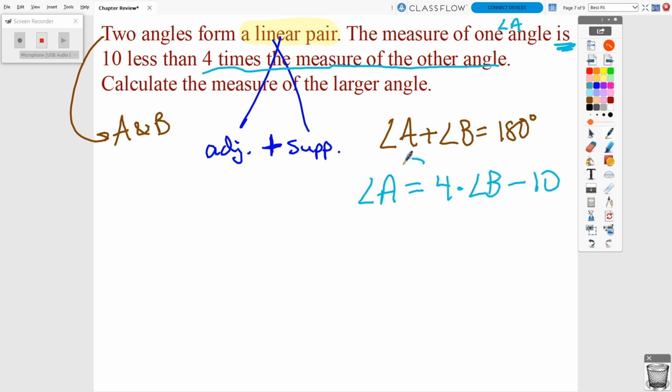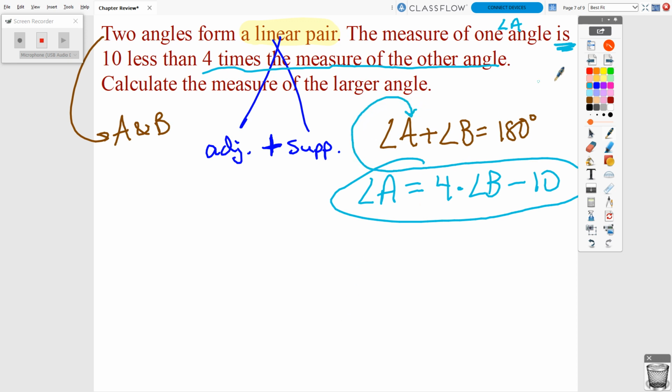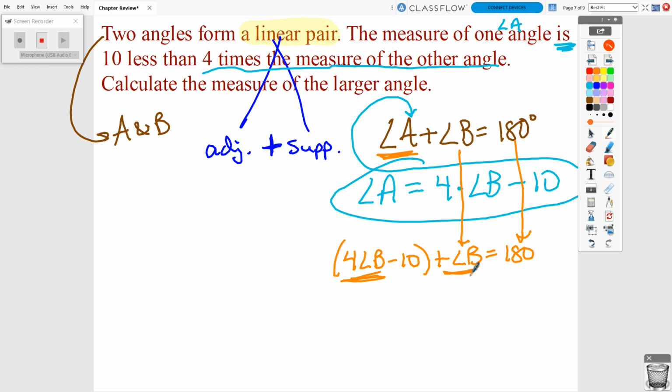And so now we can take this piece of information and substitute it into our previous equation. So now instead of saying angle A, we can say 4 angle B's minus 10, and then add to that our angle B, which still has to add up to be 180 degrees. So now combining like terms, we got 4 angle B's plus 1 more angle B makes 5 angle B's. Let's go ahead and add this 10 over to the 180 to get 190, and divide by 5, and B is what?